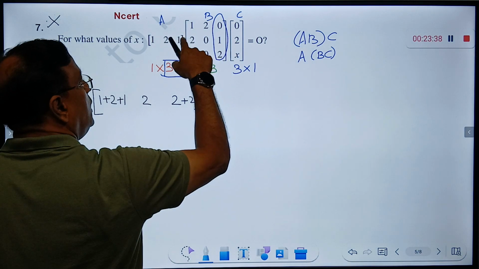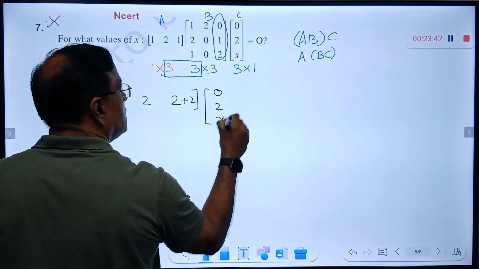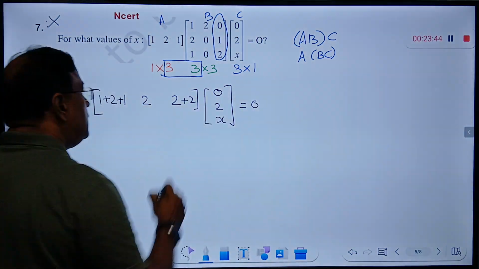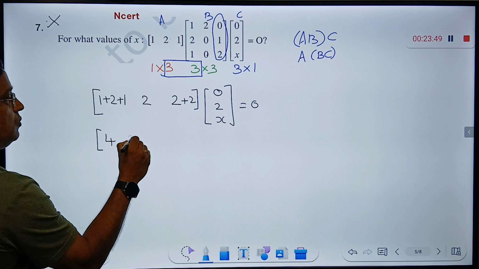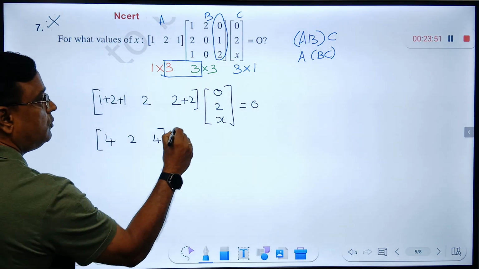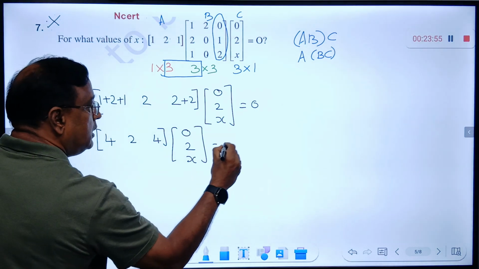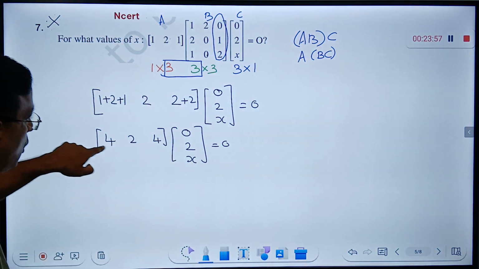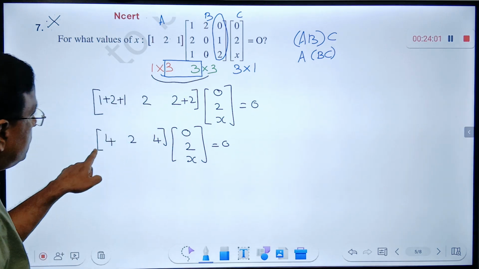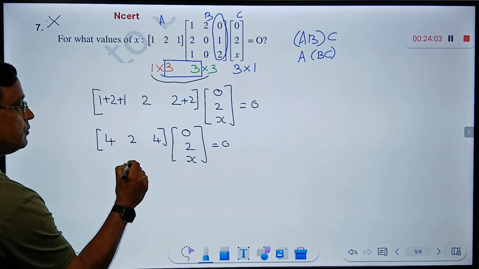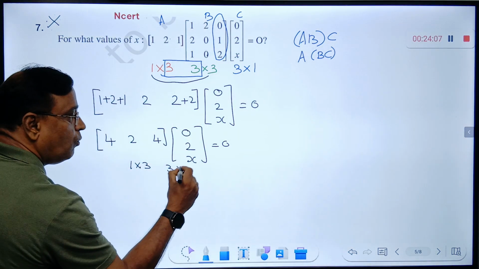0, 2 and 2, followed by 0, 2, x. Now watch this. Let's analyze this. This is nothing but 4, 2, 4 into what? 0, 2, x. Clearly, you can see the order of the resultant matrix is 1 by 3. Correct? It's 1 by 3. So this is 1 by 3. So everything is correct. This is 3 by 1.